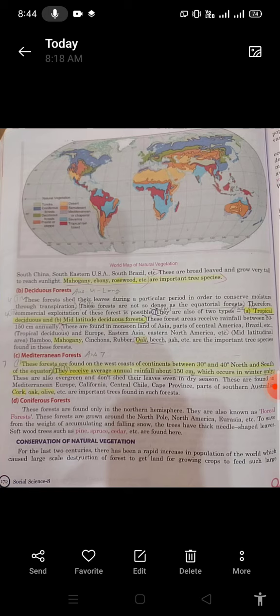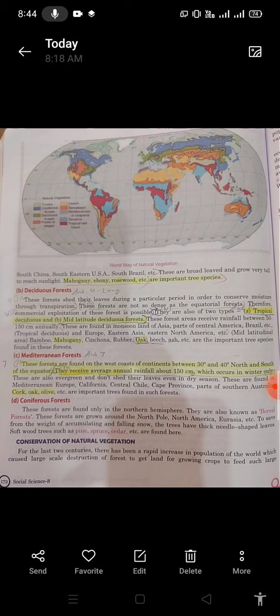For the last two centuries, there has been a rapid increase in the population of the world, which caused large-scale destruction of forest to get land for growing crops to feed such a large population. Clear? So we have to plant more and more trees on our earth, because they give shelter not only to us but also to the animals and the birds. Clear? They maintain the ecological balance.